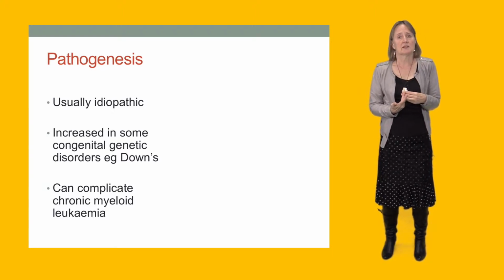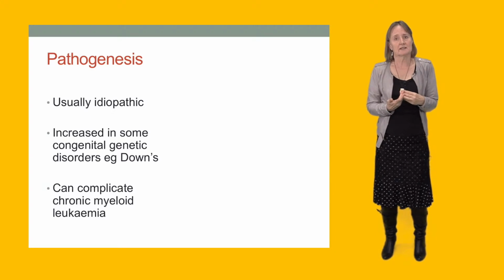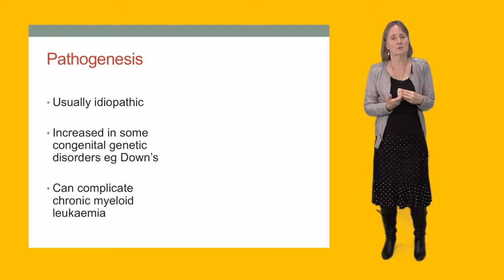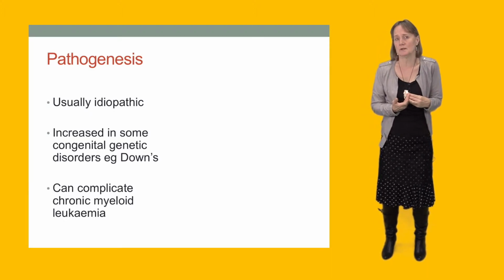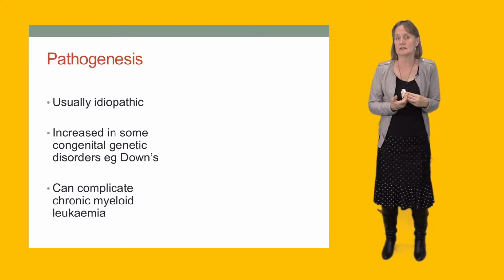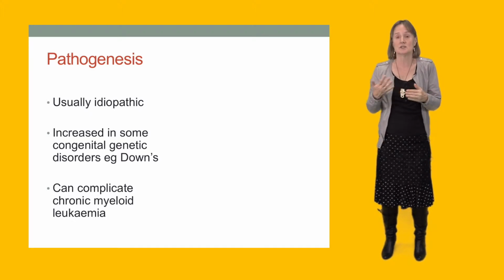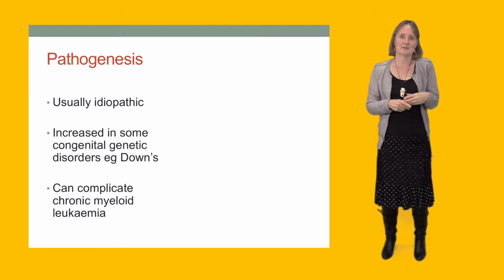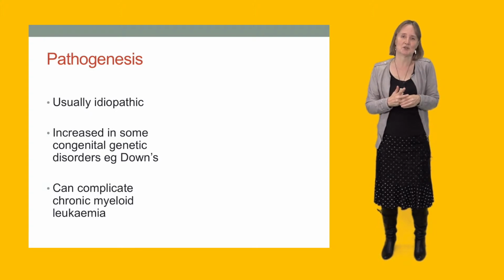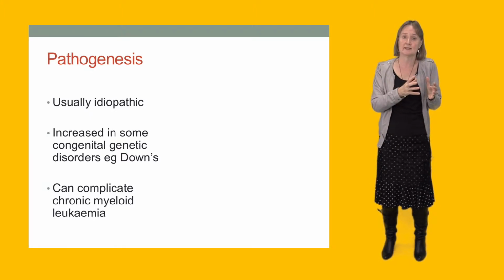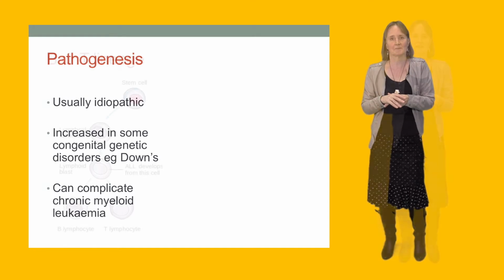It's also something that can complicate, surprisingly, chronic myeloid leukemia. So the usual transformation of chronic myeloid leukemia is into an acute myeloid leukemia, but in some cases a chronic myeloid leukemia can transform into an acute lymphoblastic leukemia. This is a bit of a recurring theme in hematological malignancies, that not only do the malignancies overlap a bit, but what can happen is one malignancy can transform into another.